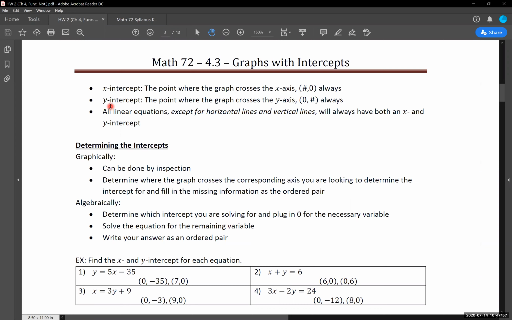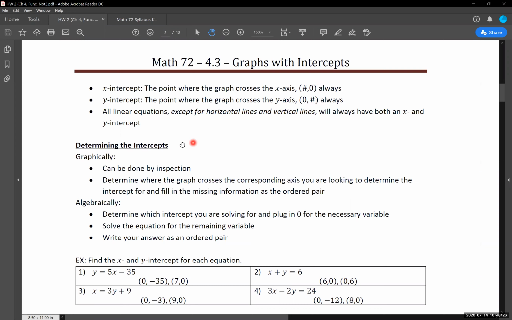The y-intercept, very similar to that, is the point where the graph crosses the y-axis. Along the y-axis, the x value is always going to be 0, and we would then be determining what the y value is. So knowing what the x-intercept is always going to have, and what the y-intercept is always going to have, is very, very important.